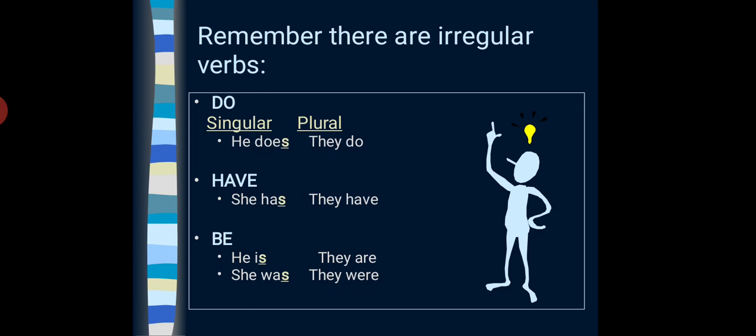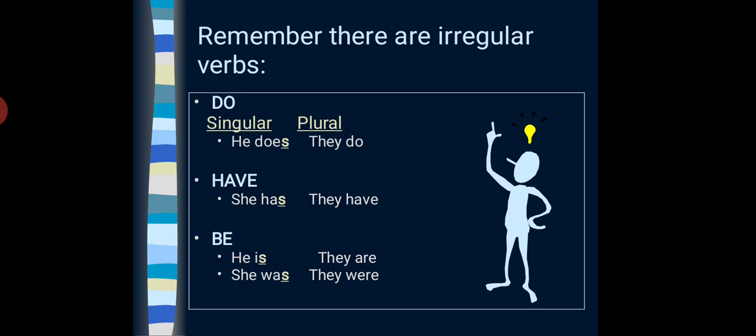Now remember, there are irregular verbs. There are certain verbs which are irregular, like do. Does is singular, do is plural. So when we write with he, which is a singular subject, it comes as does. But when we write it as they, it comes with do, because do is a plural verb. So plural subject, plural verb.